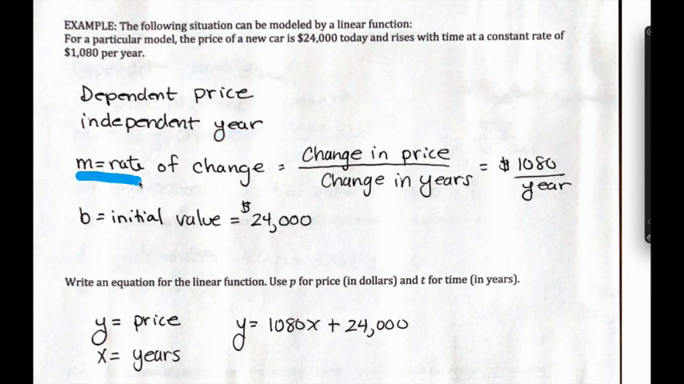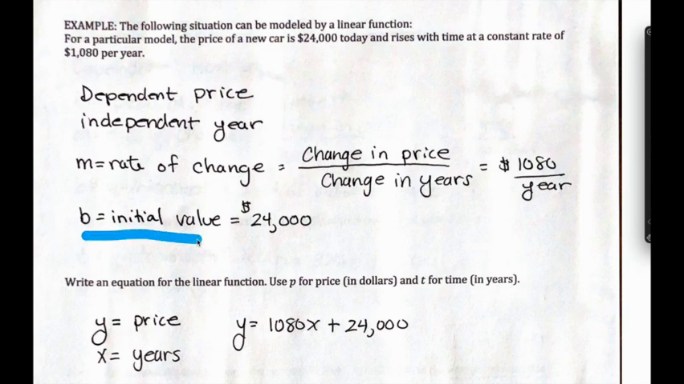Now, our rate of change is going to be how these two quantities change with respect to each other. So we have the change in price, that's my change in my dependent, over the change in my independent, the change in the years. And they told us in the problem that it was a change of 1,080 per year. And that is an increase or rising, so this should be positive. It's not decreasing, so this should be a positive.